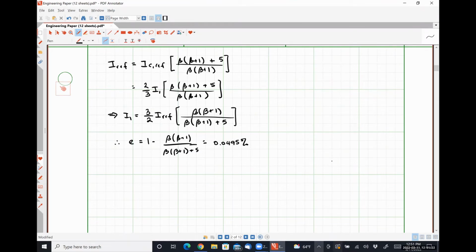And this one is significantly smaller than what we saw with our last example, because we effectively have a term of beta squared in the denominator instead of just beta by itself. So adding that extra transistor gives us a square of beta instead of just beta, which makes it significantly smaller.